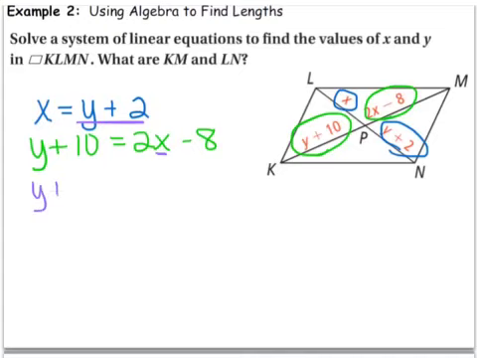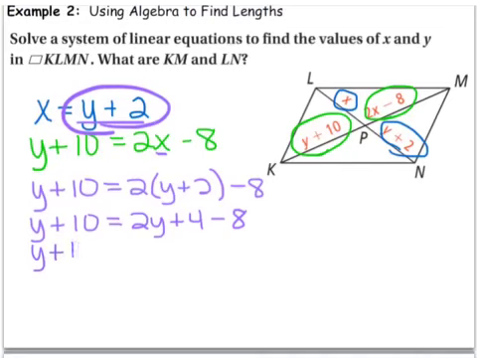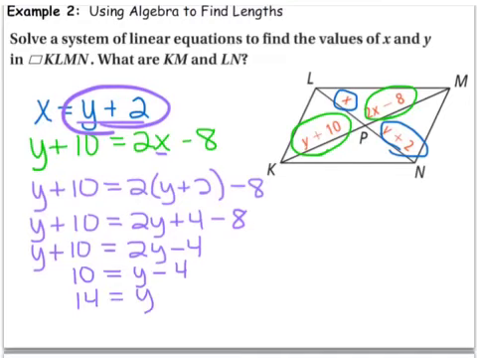So we're going to have y plus 10 equals 2 times all of that, y plus 2, minus 8. When we distribute, we're left with y plus 10 is equal to 2y plus 4 minus 8. Combining like terms on the right side leaves us with 2y minus 4. Subtracting y from both sides, 10 equals y minus 4. And then when we add 4 to both sides, we find that y is equal to 14.